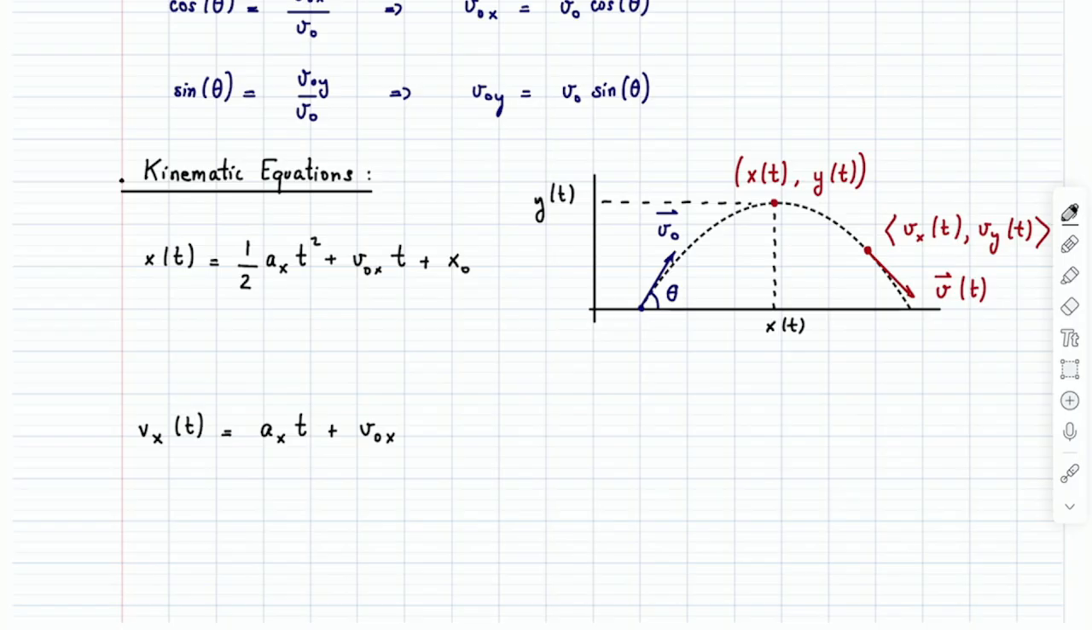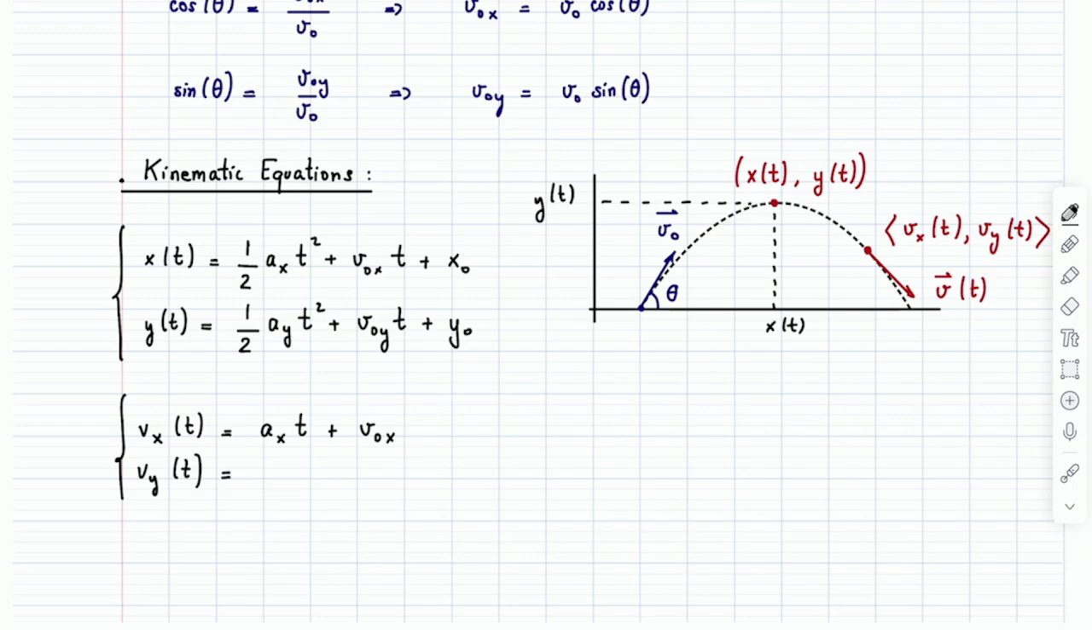Now last week we only had motion along one direction of space, but now we have motion along two directions at the same time. So I don't just need x of t, I also need y of t. Now y of t is going to be the same thing because I still have constant acceleration. 1/2 ay t squared plus v naught y t plus y naught. And then that means that we're going to have vy of t. vy of t is going to be ay t plus v naught y.